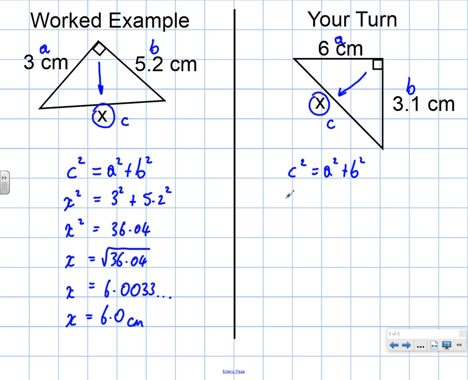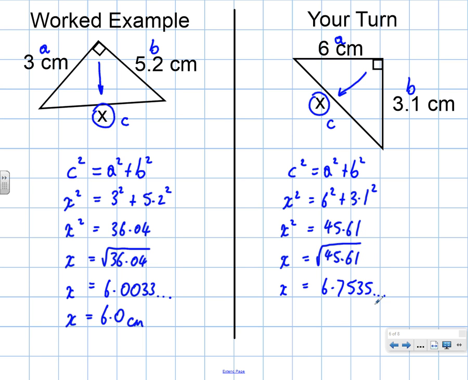Substituting all the values, again replacing C with X. I'll replace and substitute 6 for A and 3.1 for B. On my calculator, I'm now typing in 6 squared plus 3.1 squared, and I get the answer 45.61, and that is equal to x squared. Keeping that number on my calculator, I'm now going to square root 45.61, and I get an unrounded answer of 6.7535, and so on. And when I round that to one decimal place, it will become 6.8 centimeters.